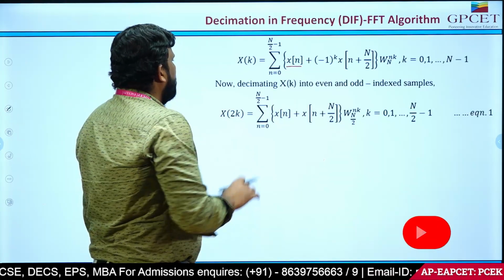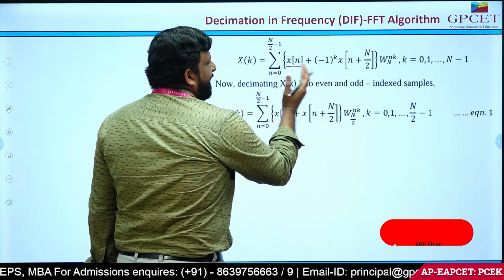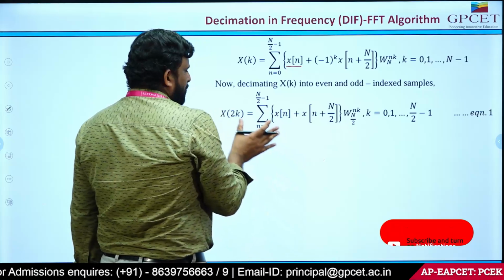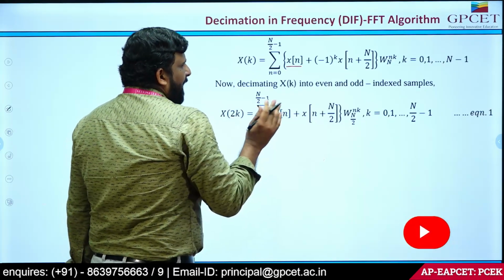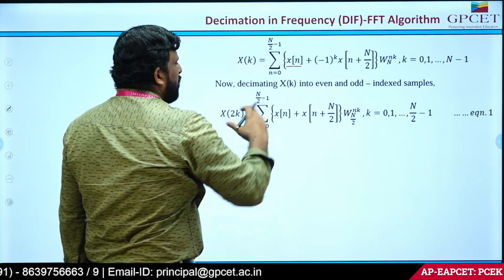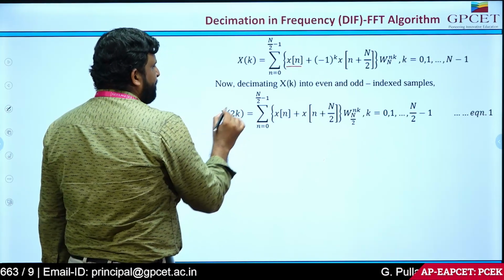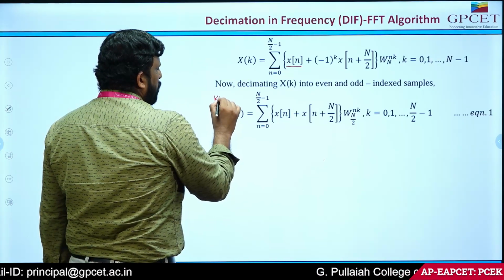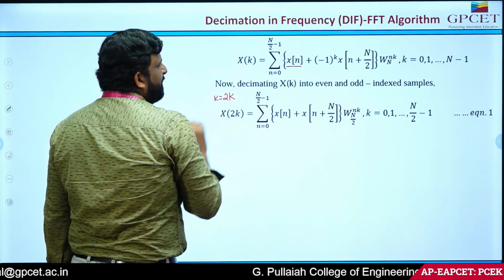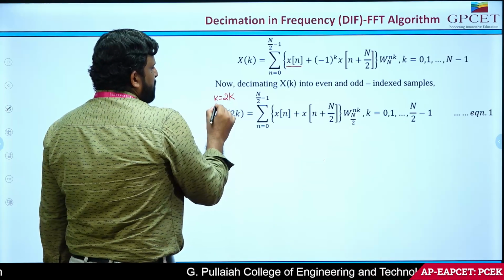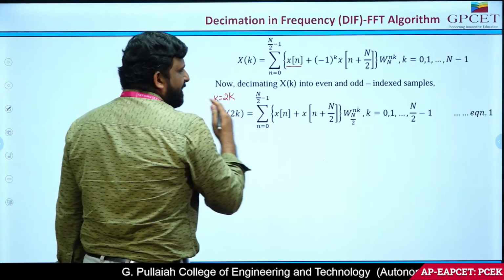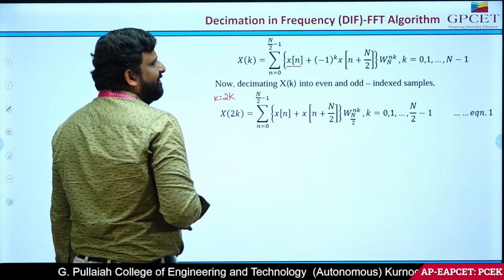Now, decimating this X of k into even and odd indexed samples. First I am going to decimate this total equation into even and odd sequences. For that, I am taking, instead of k, 2k. Why? Because first I am writing for the even indexed samples. So k equal to 2k means this particular equation is nothing but the even indexed samples.